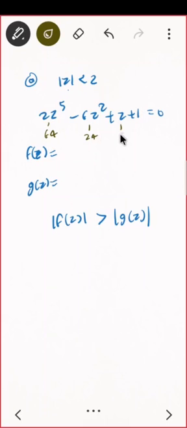What should I choose my f of z to be? Can somebody tell me? Correct, 2z raised to 5 of course. If you take 2z raised to 5, what will the rest of the function be? Minus 6z square plus z plus 1. Can I directly write the answer? Do you have to check this? So what will the number of zeros be from here? It will be 5, correct?